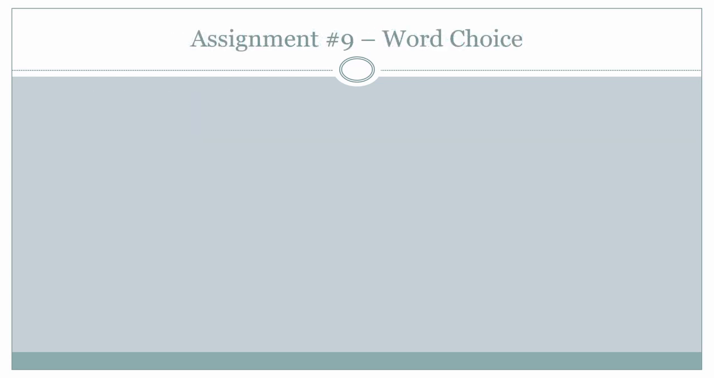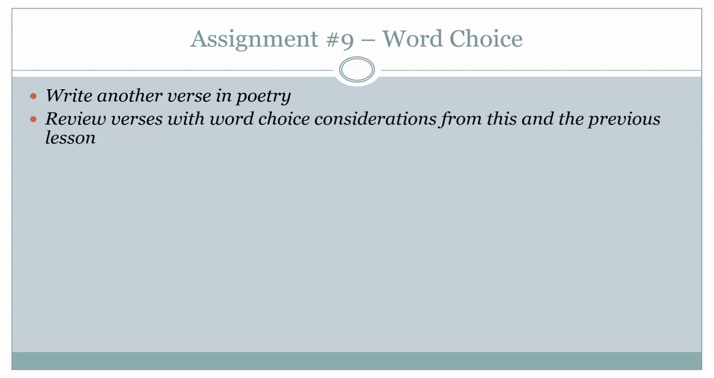So that's word choice. Assignment number 9 is to write another verse in poetry. So this would be your second verse written in poetic language, still not necessarily focusing on rhythm and rhyme. We'll get to those really soon in upcoming lessons, but trying to get another verse where you're focused on word choice and selecting your figures and so forth with the considerations from this lesson and the previous lesson. Think about poetic language with loaded terms, figures of speech, and repetition.